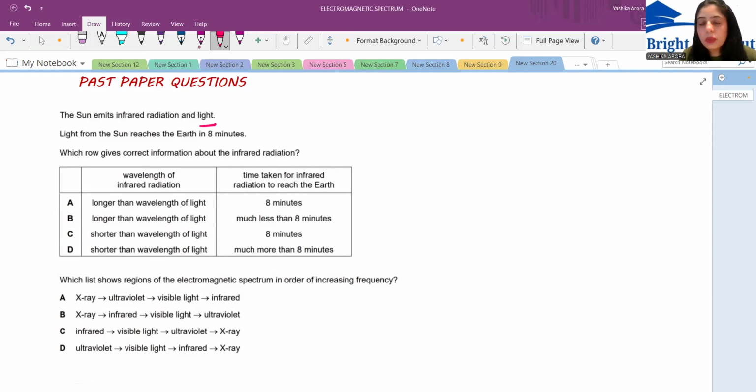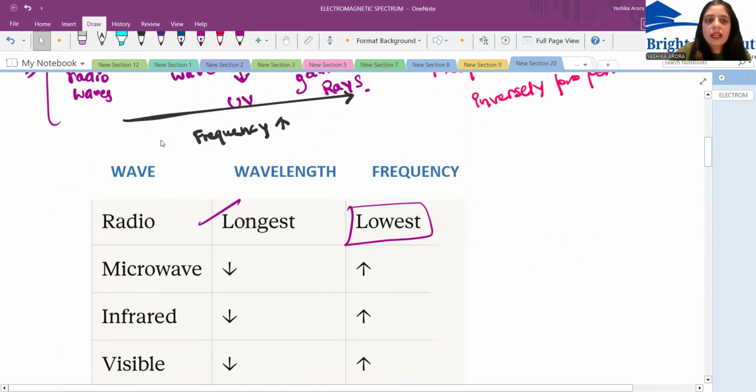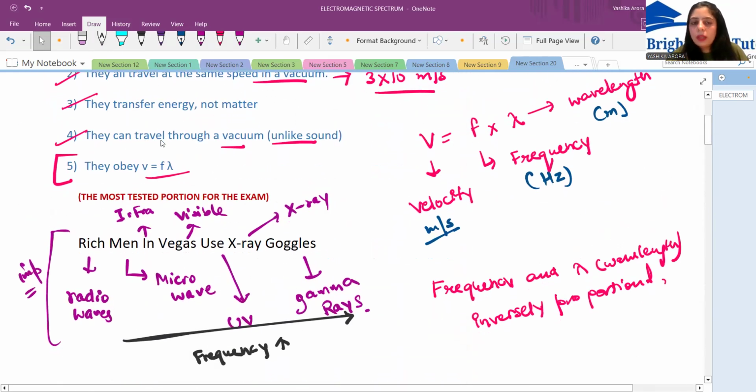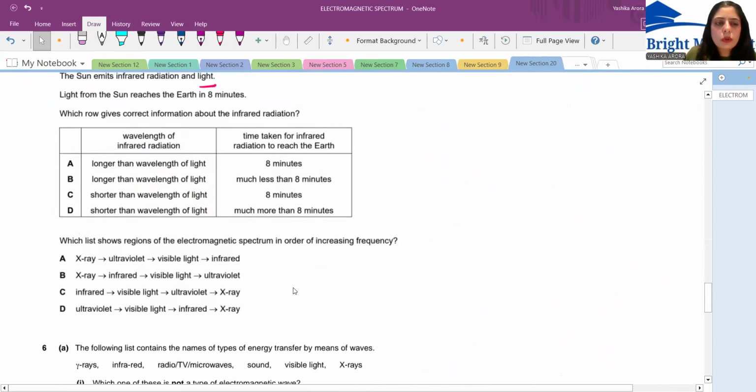So they are asking us which is correct and which is wrong. Okay, so the wavelength of infrared radiations. Obviously, you remember that statement? If you can recall, rich men in Vegas use X-ray goggles. In Vegas, infrared is going to have the longer wavelengths, correct? Okay, so longer wavelength, A and B, this and this, rule out anyhow.